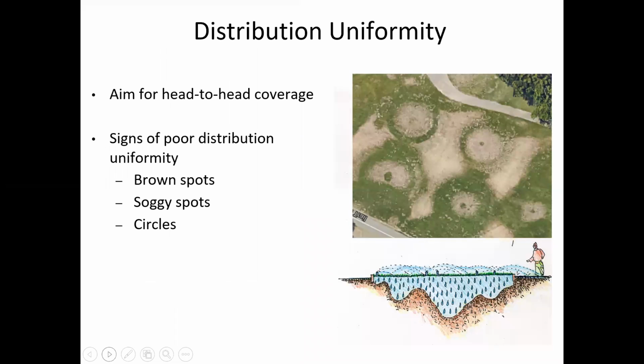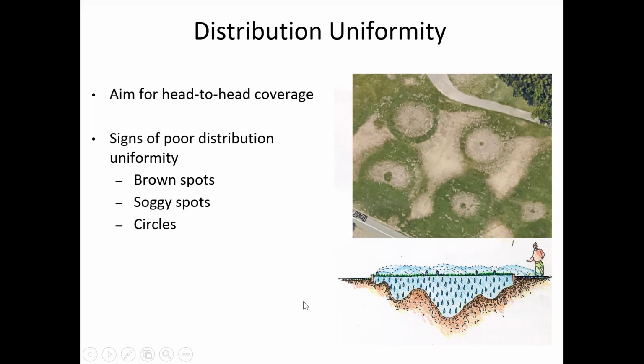So distribution uniformity is water being applied evenly at the same amount of time and rate, so volume as well. And it really looks like head-to-head coverage. It's one sprinkler's throw of water reaching the head of the next sprinkler. So you can see in this bird's eye view, this is an example of poor distribution uniformity, because you can see that these heads aren't reaching all of the grass that it needs to.